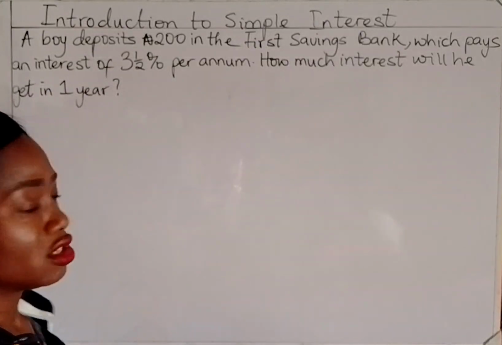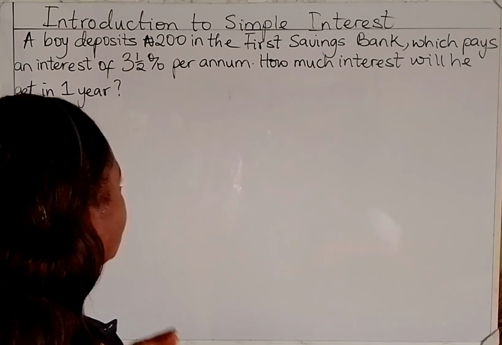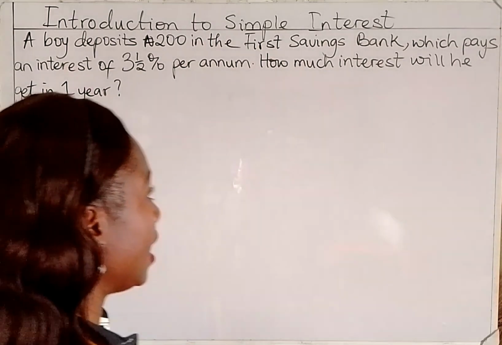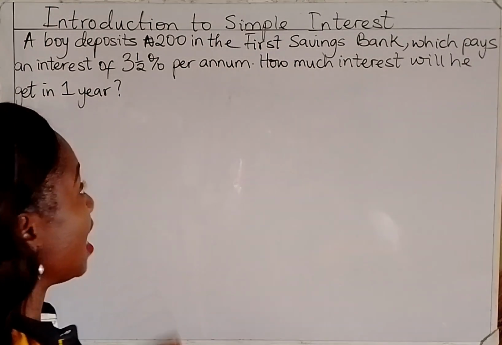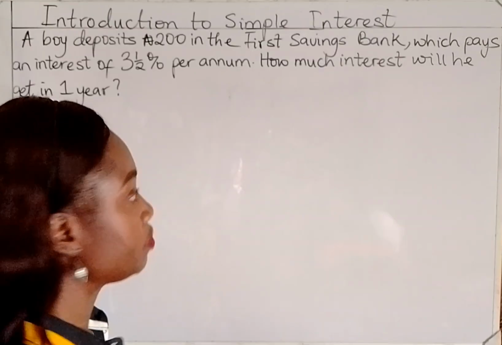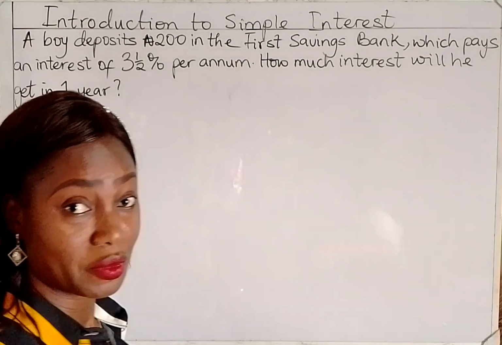Alright, so we have a question on the board that says, a boy deposits 200 naira in the First Savings Bank, which pays an interest of 3.5% per annum. How much interest will he get in 1 year?